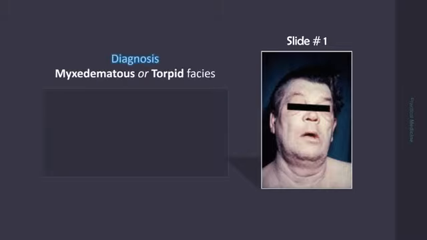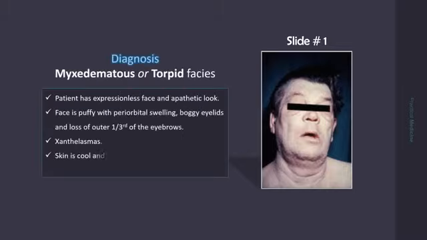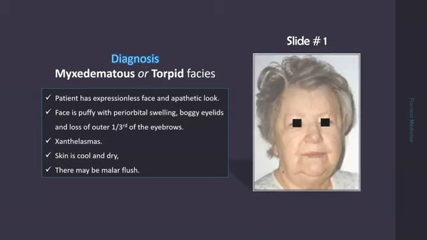This is myxoedematous, or torpid facies, characterized by expressionless face and apathetic look. The face is puffy with periorbital swelling, baggy eyelids and loss of outer one-third of the eyebrows. You may see xanthelasmas. Patient's skin is cool and dry, and there may be malar flush. This is another example of the myxoedema facies.